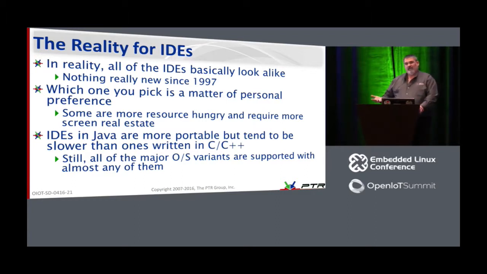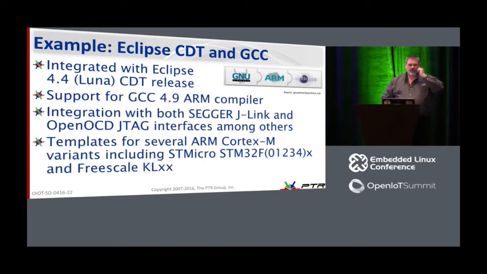Of course, IDEs written in Java tend to be more portable, but they also tend to be slower than the ones that are written in C and C++ native code. Still, all the major OS variants support a lot of these different flavors. So what we're going to do is specifically focus on the Eclipse side, because that's the one that so many manufacturers use. Texas Instruments uses it, ST Micro uses it. So many of the manufacturers use Eclipse. We're going to focus on Eclipse briefly here.